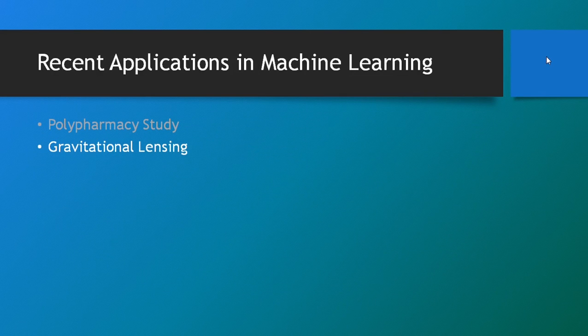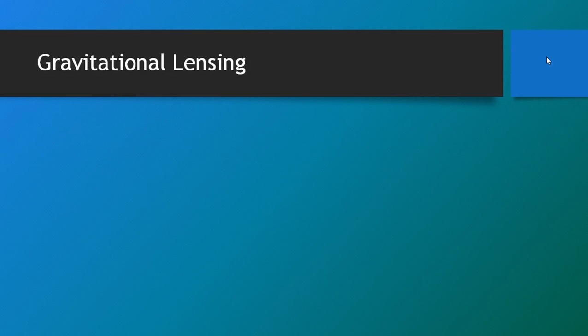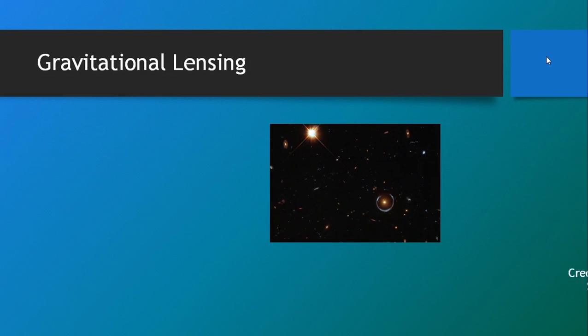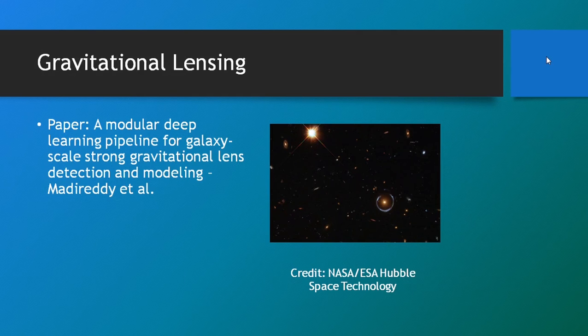Second, we move on to astronomy, gravitational lensing. The gravitational lensing case study has been picked up from this paper. You can find out more about it by checking this paper: A modular deep learning pipeline for galaxy scale strong gravitational lens detection and modeling.